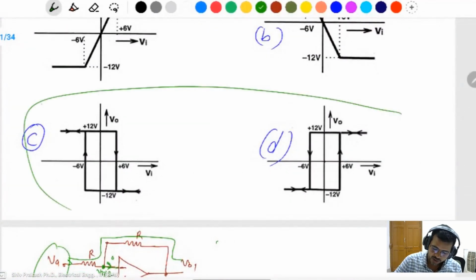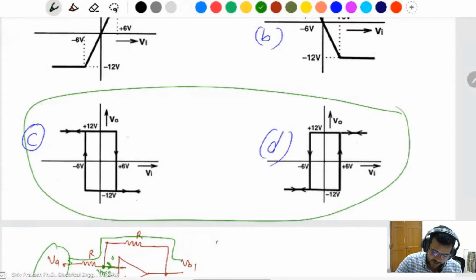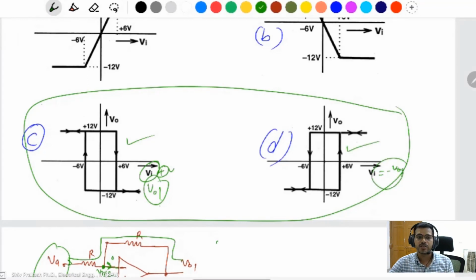Yeah, these both are matching. But this one is when V in is V. This is the V output 1. If you take V output 1, V in is positive, then this will be correct. But V in is the negative of V not 1, equal to minus V not 1. That's why this will be correct. D option is correct.